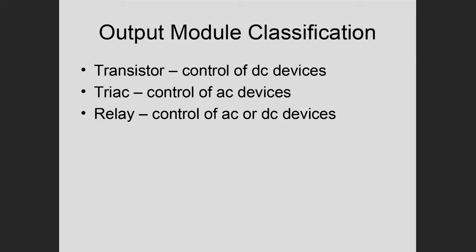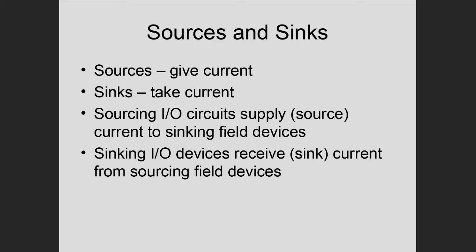The difference is transistors are for control of DC devices, and the triac is for control of AC devices, but both the transistor and the triac are solid state devices. Relays, well, you can control either AC or DC with relays, and relays are not solid state. Relays are actually electromechanical switches, physical switches. So, output module classification: mark this slide, and I will talk about this at some point. I'll ask about it.